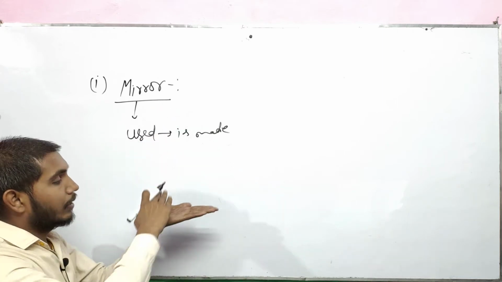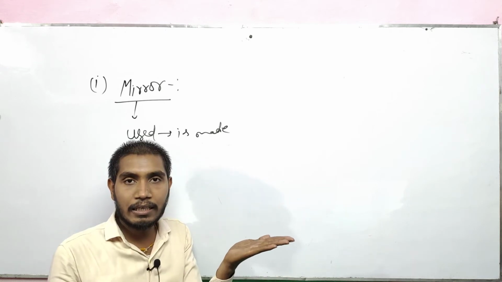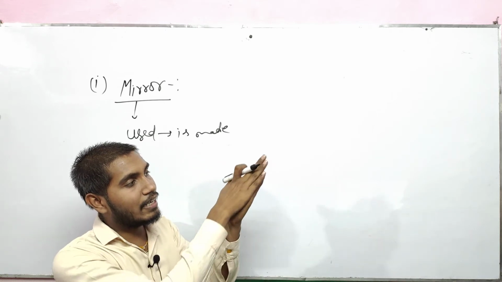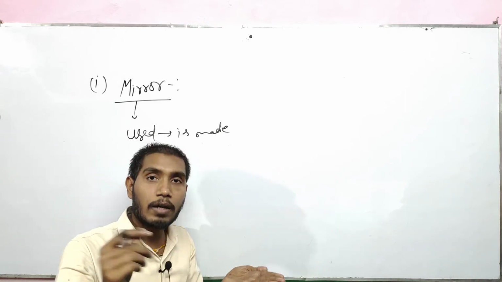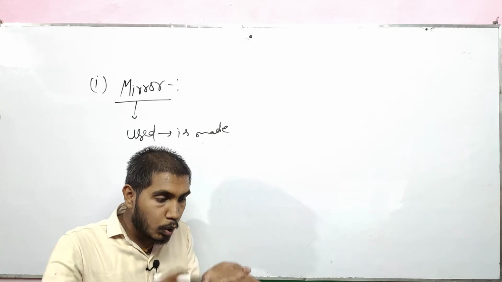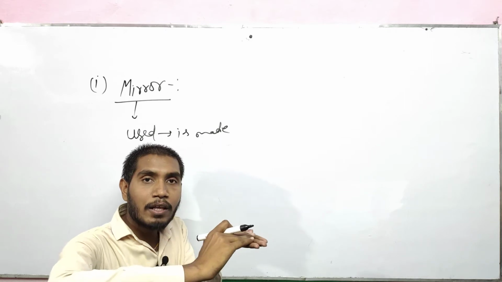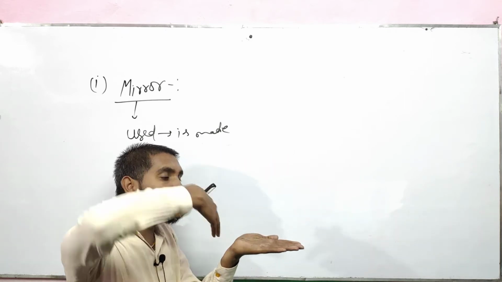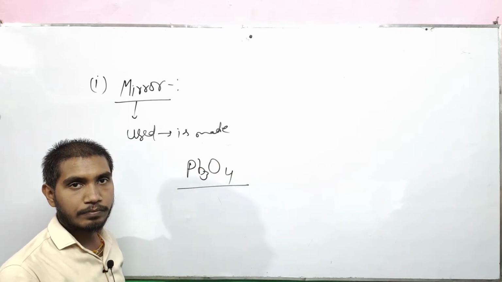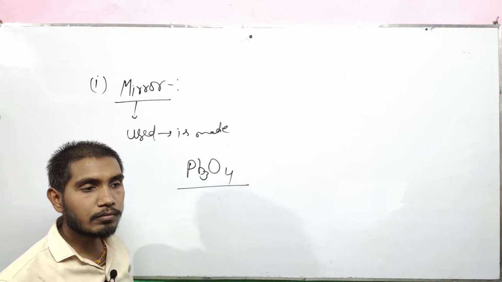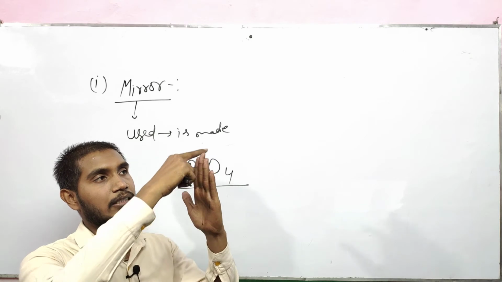How do we make the mirror? On a glass sheet, at one side of the glass sheet, first we deposit silver. To protect the layer of silver, we take one coat of lead oxide, Pb3O4, upon the silver. First we take a sheet of glass.